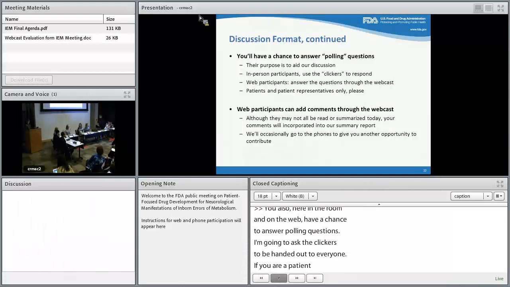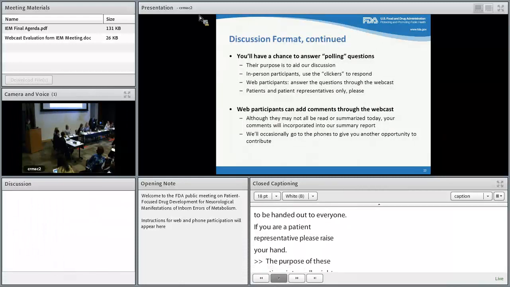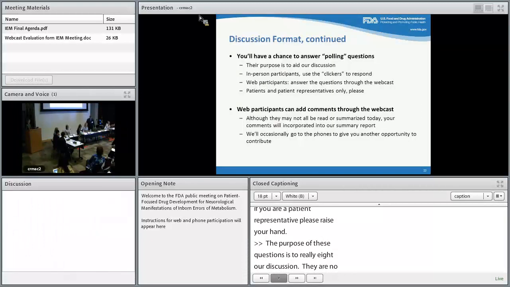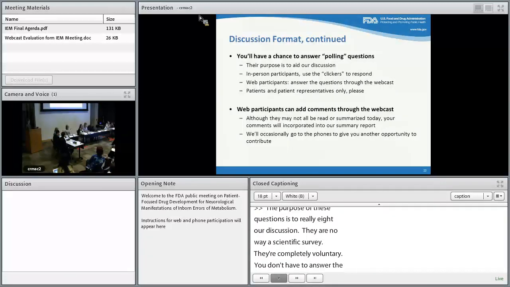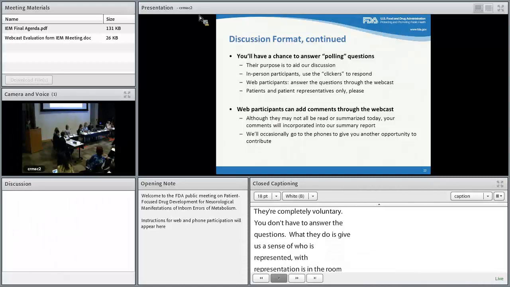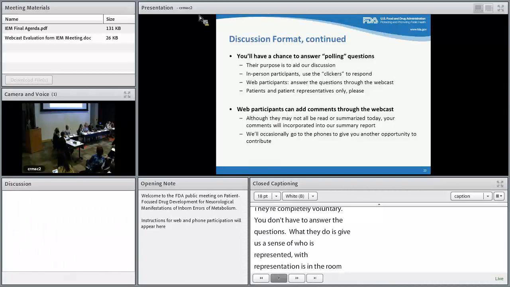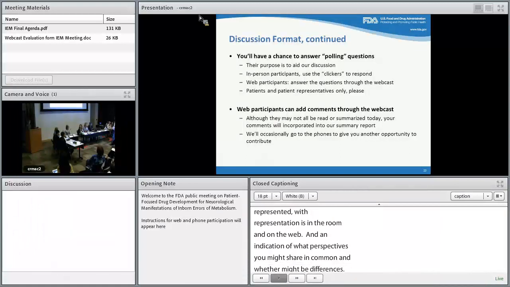The purpose of these questions is to really aid our discussion. They're in no way a scientific survey. They're completely voluntary. You don't have to answer the question. What they do is give us a sense of who's represented, what the representation is in the room and on the web, and an indication of what perspectives you might share in common and where there might be differences.